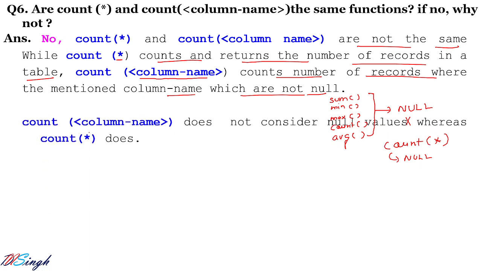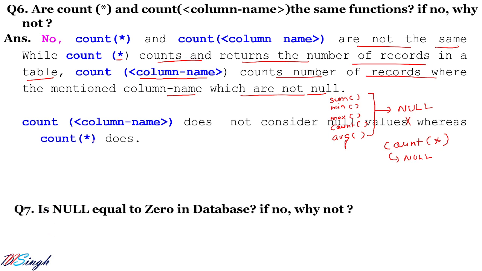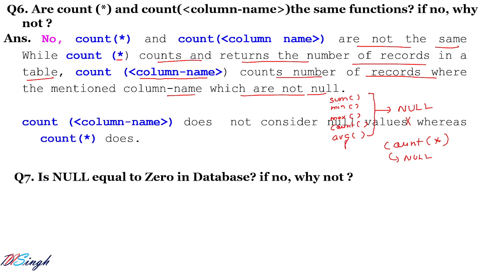Here count column name does not consider null values, whereas count star does. Okay, fine. Is null equal to 0 in the database? If no, why not? So what does null mean in database? Null means value not present. Value not present for that particular cell. But what does 0 mean? 0 in itself is a value.